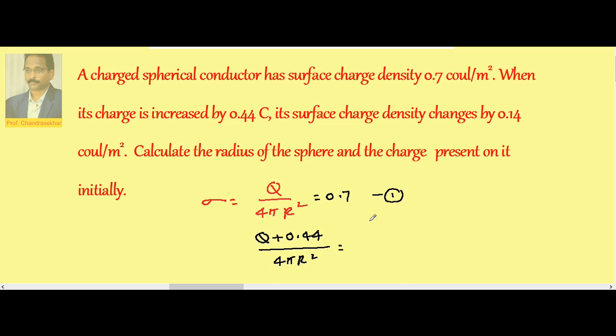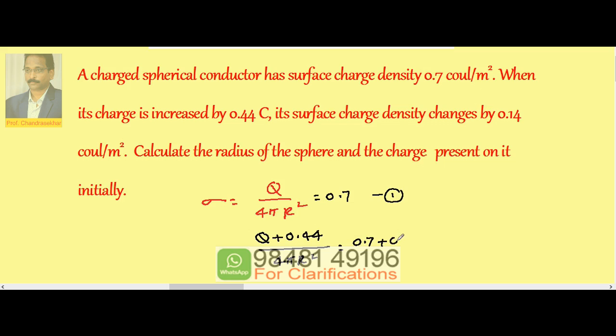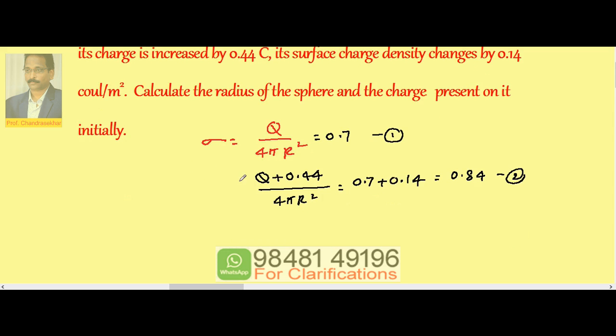Its surface charge density changes, but we already consider the change is an increasing change. Since charge increases, surface charge density must increase. So this is equal to 0.84. Now this is the sigma value. So take the ratio between equations 1 and 2.